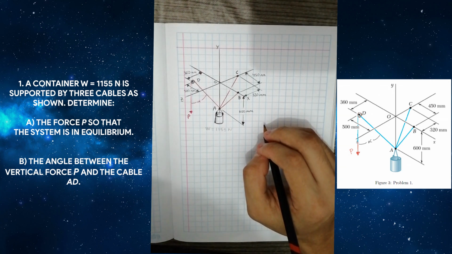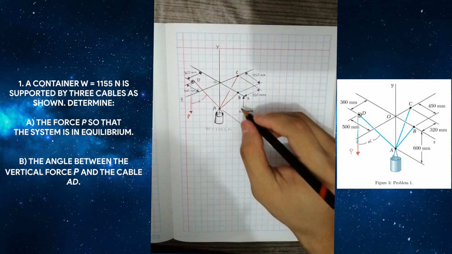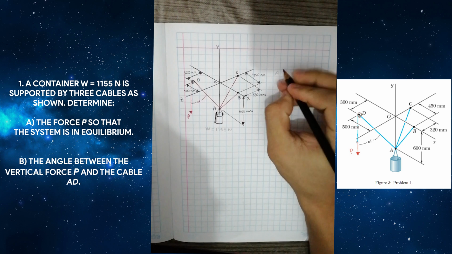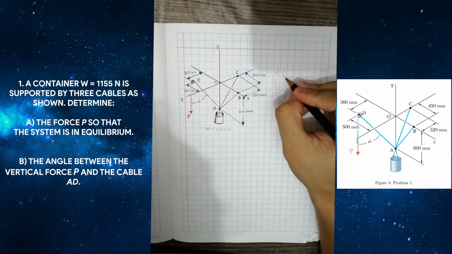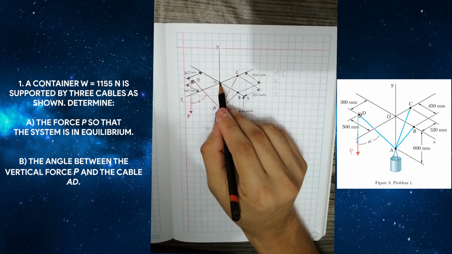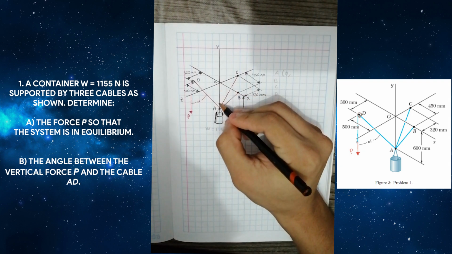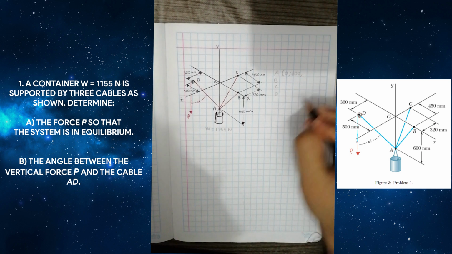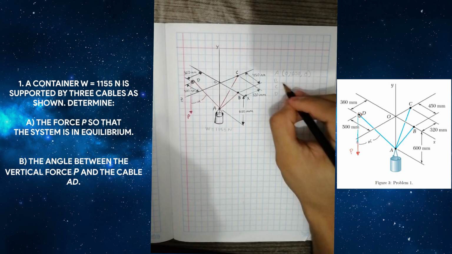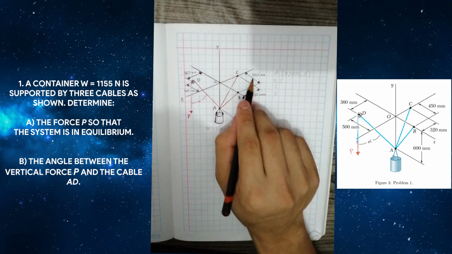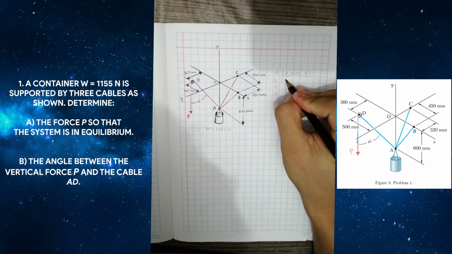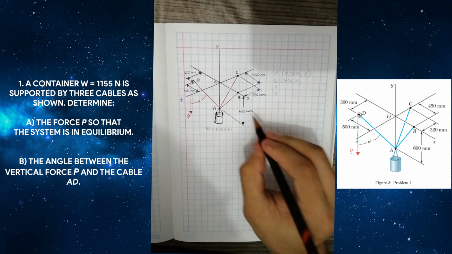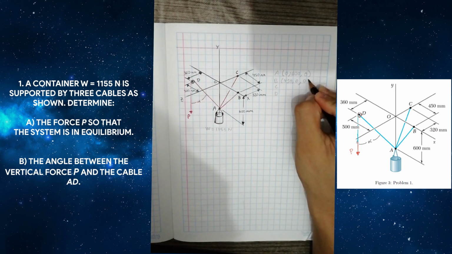Well, the first thing that I'm going to do is find the coordinates of the points A, B, C, and D. A is at 0 in X, minus 600 in Y, and 0 in Z. The point B is at 450 in X direction, 0 in Y direction, and 0 in Z direction.